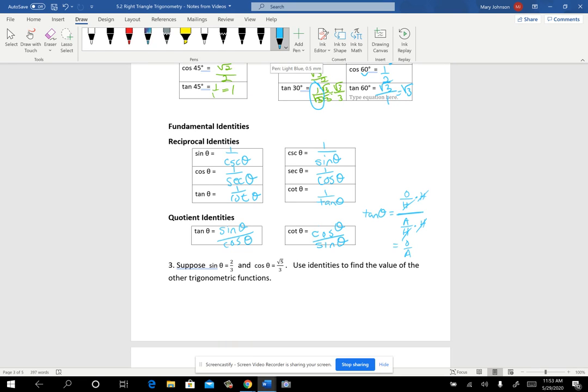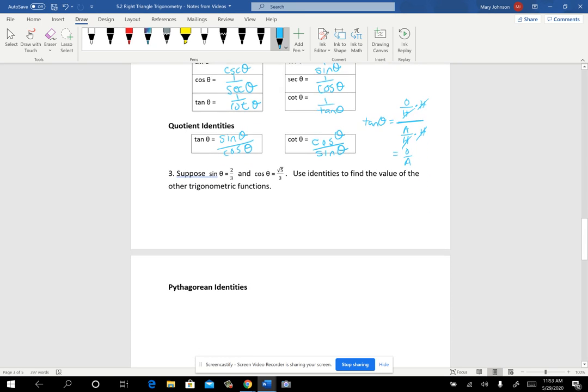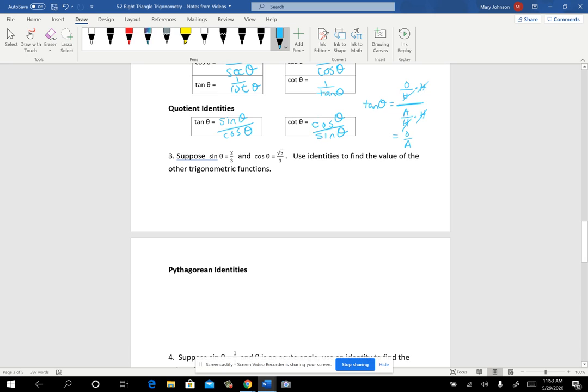All right, so here's one way we can use that. So let's look at this question. On this question here, we don't know the angle, and we're not expected to find the angle. It just says we know the sine of some angle, we know the cosine of some angle, and you're supposed to use these identities to figure out the value of the other trig functions. So let's think about sine, we already know, and cosine, we already know.